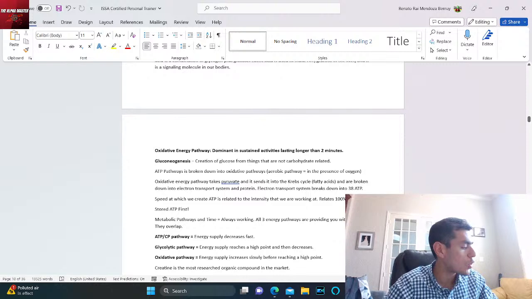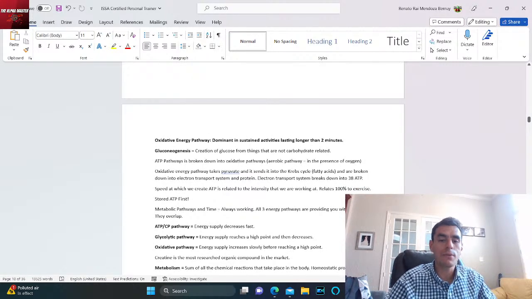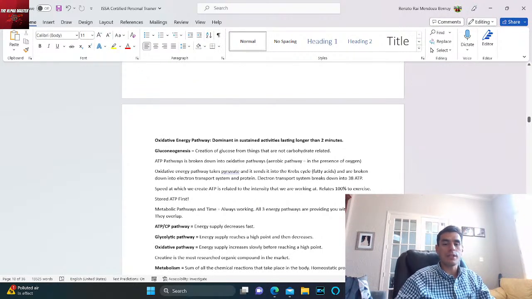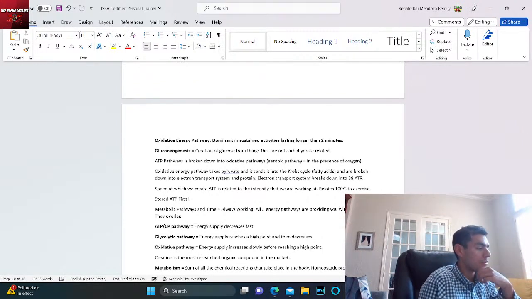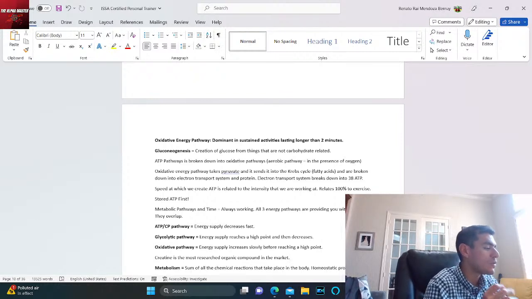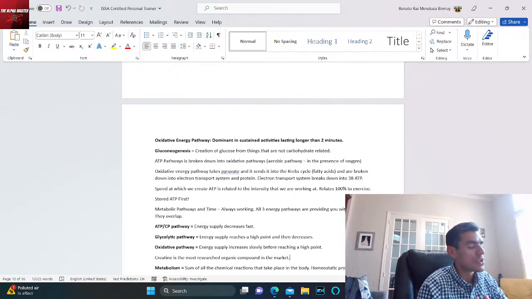Creatine is the most researched organic compound in the market. The ATP-CP pathway uses creatine phosphate and ADP to make ATP. The duration of the activity is from 0 to 10 seconds. An example is a 100-meter run, and it's without oxygen, anaerobic.